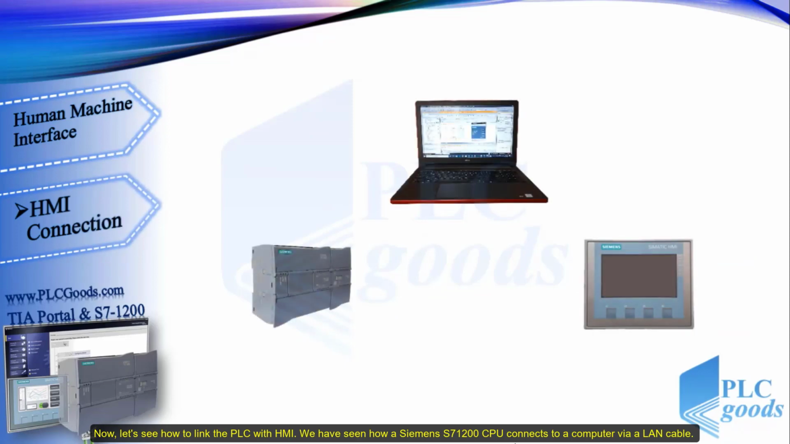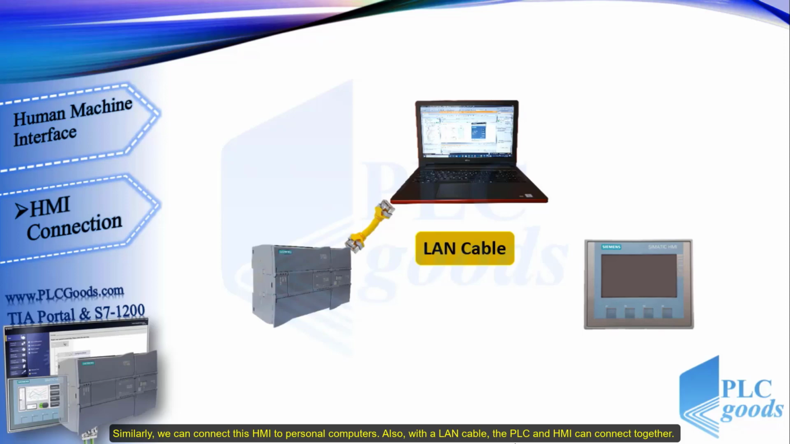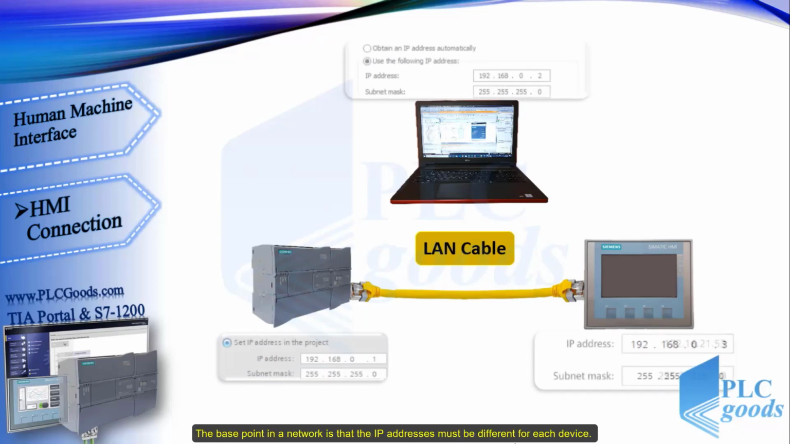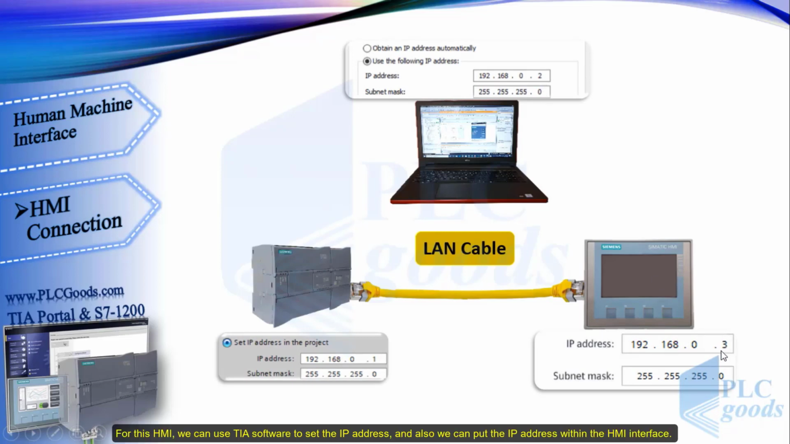We have seen how a Siemens S7-1200 CPU connects to a computer via a LAN cable. Similarly, we can connect this HMI to personal computers. Also, with a LAN cable, the PLC and HMI can connect together. The base point in a network is that the IP addresses must be different for each device. For this HMI, we can use TIA software to set the IP address, and also we can put the IP address within the HMI interface.